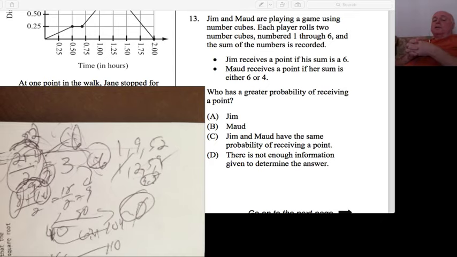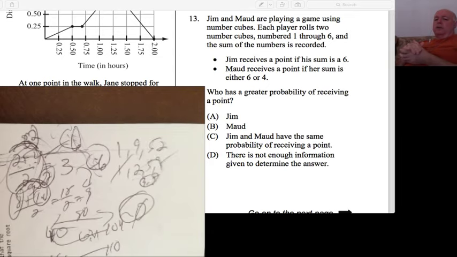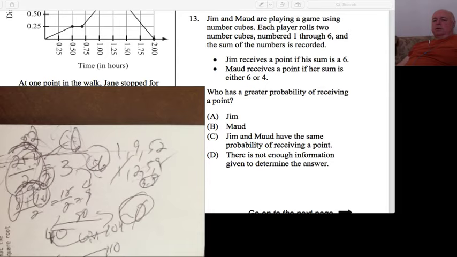Anyway, when you do Maud, you're going to see that whatever Jim's probability was, because he's going to get 2 out of 6 twice, so he's going to get 4 out of 12, I guess. She's going to get that plus more because it's "or." If it said Maud receives a point if her sum is 6 and 4, that makes her possibility harder. But she can't get a point unless she gets a 6 and gets a 4. But we're talking about 2 dice, not 1 die. So anyway, just to give some context to it. All right, so let's go on to the next problem.